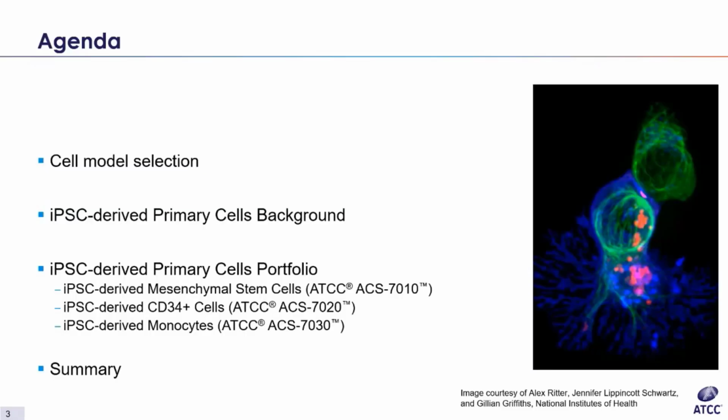So today I'll start by talking about how to select the appropriate cell line for your experiments. I'll quickly run through where differentiated induced pluripotent stem cells, or iPSCs, lie in the continuum of cell models. Then I will give some background about iPSCs. I'll go into ATCC's portfolio of iPSC-derived cells, showing you their differentiation potential and some application data. I'll then end my talk with a wrap-up of the presentation and take your questions.